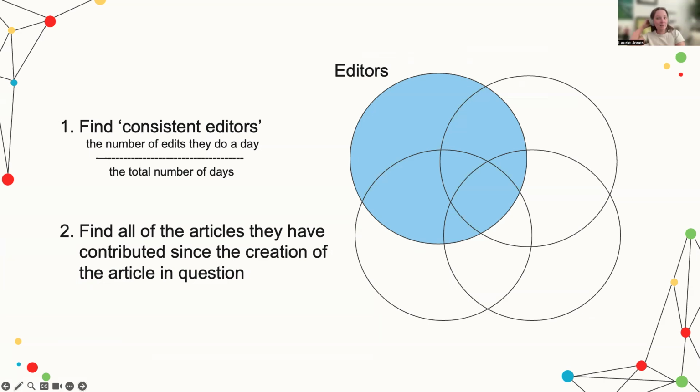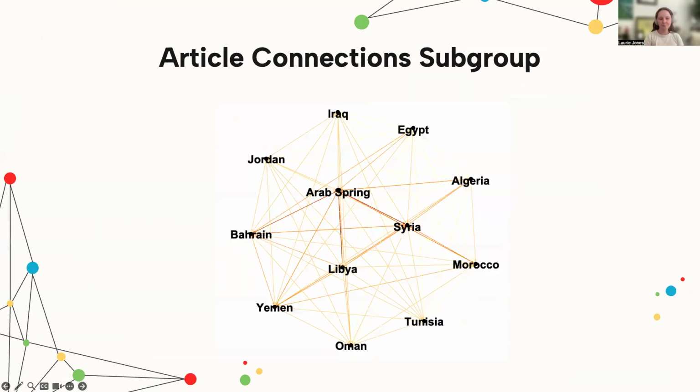And then I linked them whether or not articles had a shared editor. So that was my example in the 1.5 degree. So whether or not the Arab Spring shares an editor with an article, and whether or not those articles share another editor. This is taking me a rather long time, but here is a subsection of country-based articles. And you can see here, like the Arab Spring and Syria have a darker connection, which means that they have a lot of shared editors.